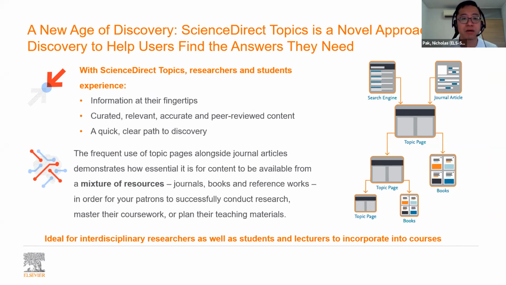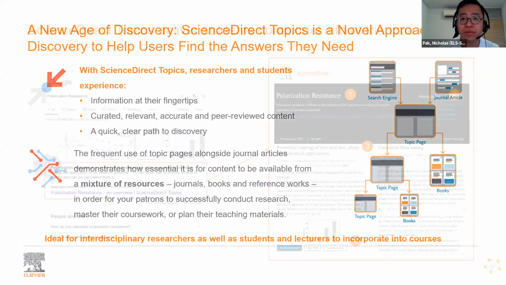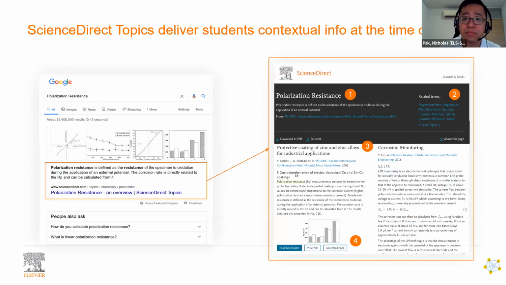So now this allows you to get the information at your fingertips. It's a curated, relevant, and accurate content way so that you're able to find information quickly. And this is how it looks like. So for instance, for those of you who are interested in polarization resistance, you can come in here and then you can identify it as the resistance of the specimen to oxidation during the application of an external potential, right? This is what PR means.